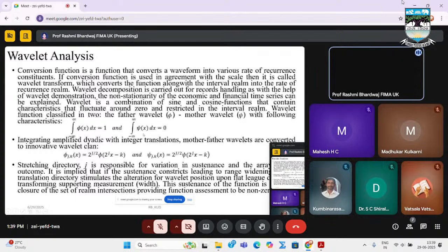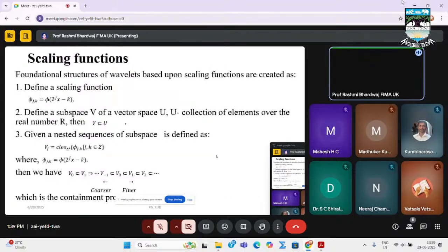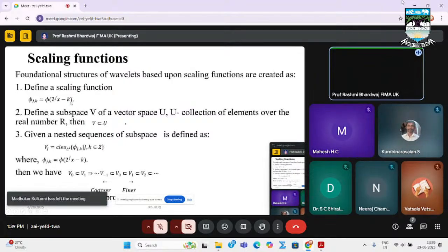The main purpose of this is that for any given function, we are easily able to convert it into dilated forms, which are the 2 to the power forms depending on the function value. As we divide this data into two forms, it is very easy to denoise that data. So we define a scaling function, which is 2 to the power j of x minus k. Based on this, we define a subspace, which is a vector space, and collect all the data.